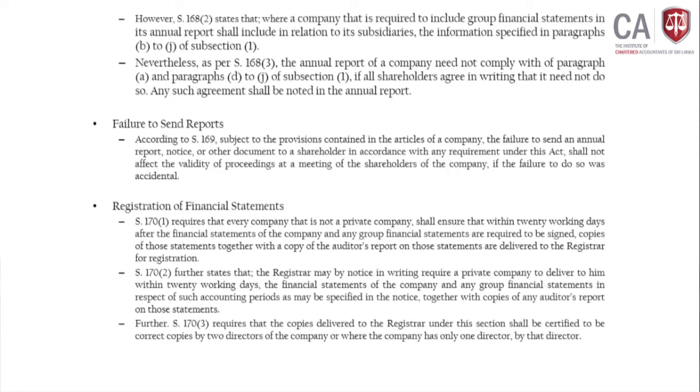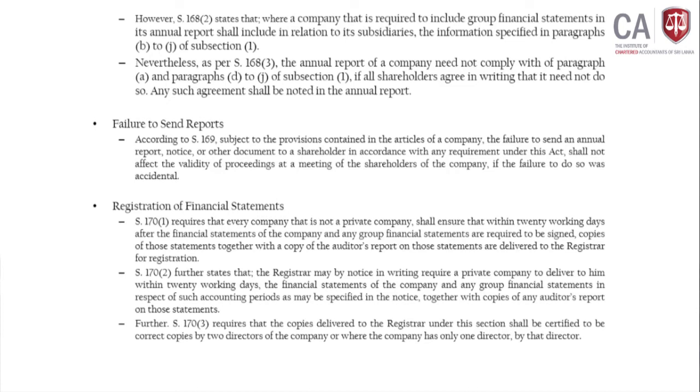The registration of financial statements. Now there is a requirement to register the financial statements of the company. Section 171 requires that every company that is not a private company shall ensure that within 20 working days after the financial statements of the company and any group financial statements are required to be signed, copies of those statements together with a copy of the auditor's report on those statements are delivered to the registrar for registration. So every company other than a private company is required to send the financial statements of the company, and if it's a group, then the group financial statements, within 20 working days.